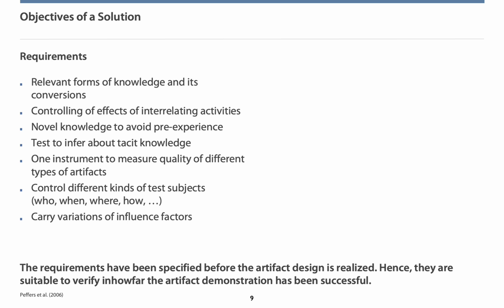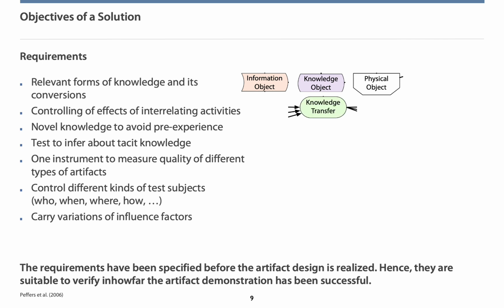The requirements we came up with are the following. First, we need to consider relevant forms of knowledge. You can see them here. Second, we need to control effects of interrelating activities, like this shape shows. Third, we need to measure influence factors and enable the observations of their effects through variations.